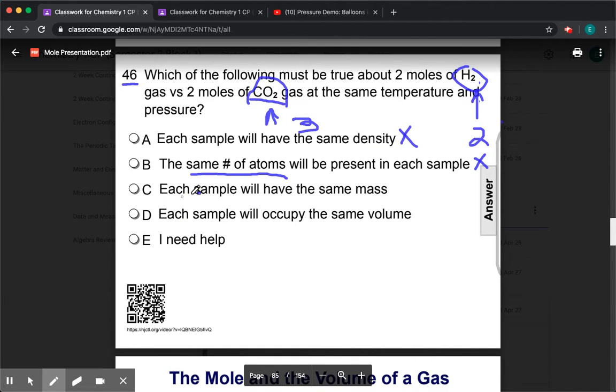C. Each sample will have the same mass. That is not true. We talked about that one already. They'll have the same volume, but they will not have the same mass because different elements have different masses. D. Each sample will occupy the exact same volume. This is true. If they're at the same temperature and at the same pressure, they will have the same volume. Okay, so the answer here is D. Hopefully you understand why A, B, and C are wrong. I wanted to highlight that because this covers all those things.